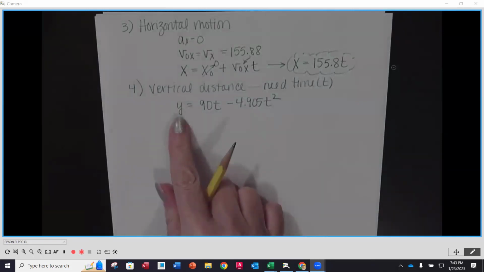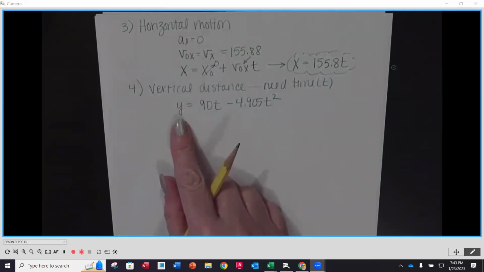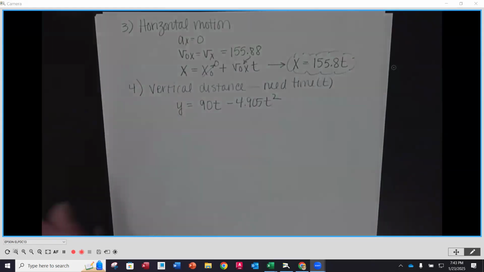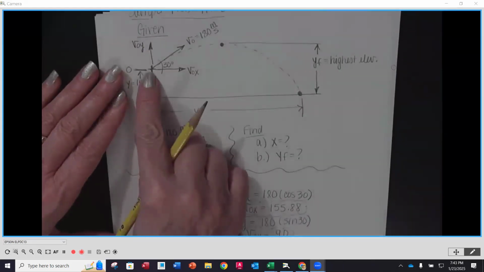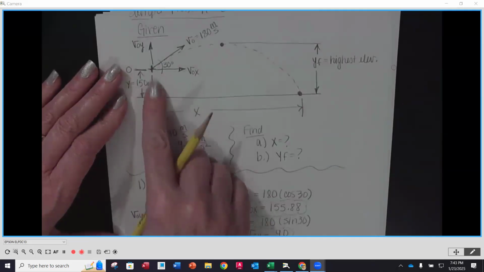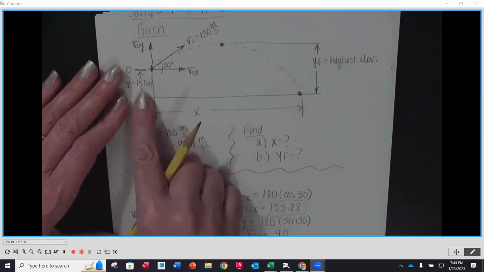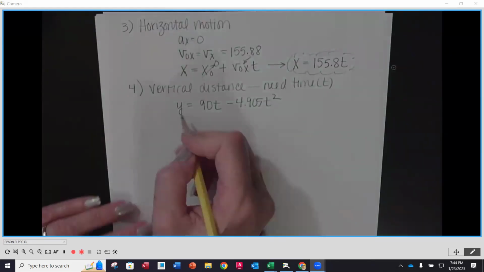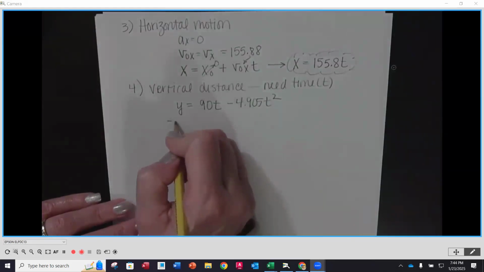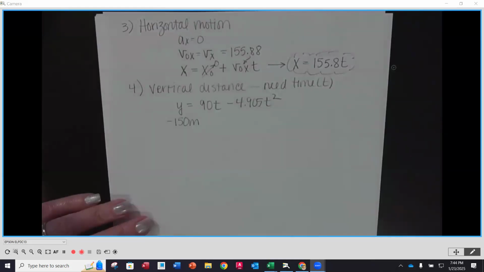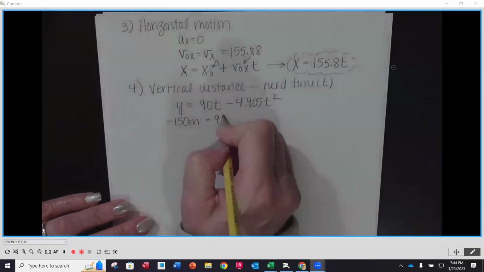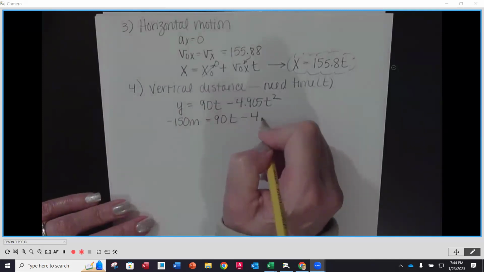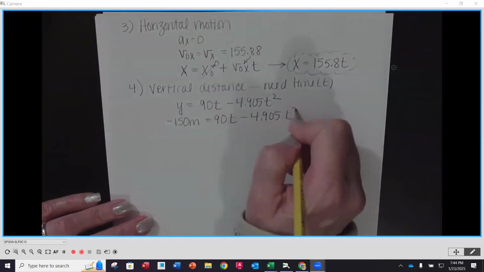Now, we know the y distance that we're going to fall or drop, we look back at our problem. If we're here and we want to get down to here, the y distance that we're going to drop is 150 meters. So on the left-hand side, this y value is going to be negative 150 meters. It's negative because it's going in a downward direction from the origin that we identified. So this is going to be 90t minus 4.905 t squared.